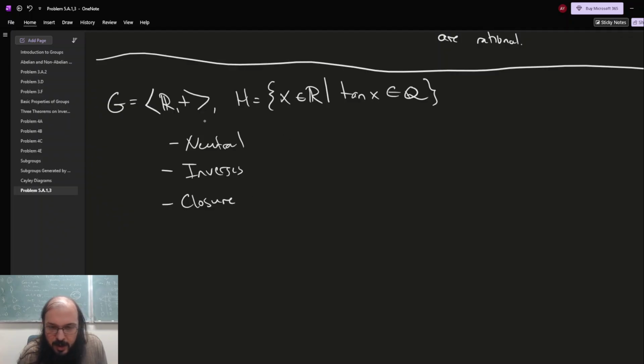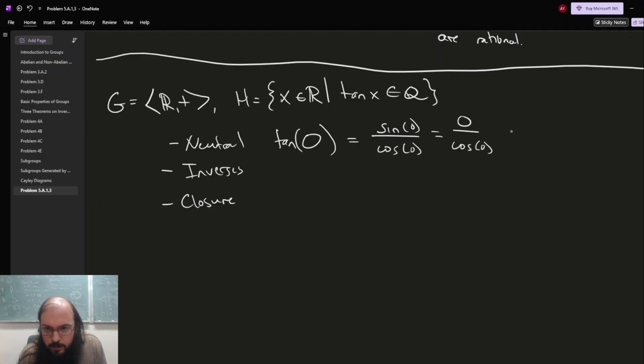So for the neutral element, again, that element is 0. So the question is, is 0 a real number with the property that its tangent is rational? So 0, we have to calculate tangent of 0. And this is sine of 0 over cosine of 0. For example, we might remember that sine of 0 is 0. 0 over anything is 0. It turns out the cosine is 1, but that's okay. 0 over anything is 0. That is a rational number. So the neutral element is good.